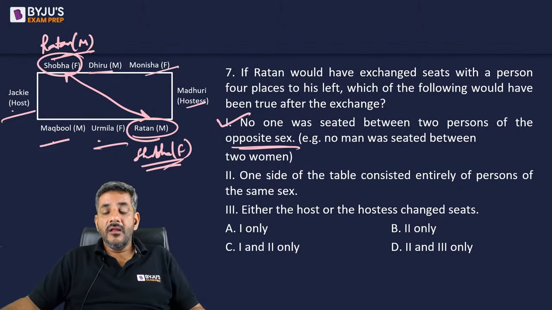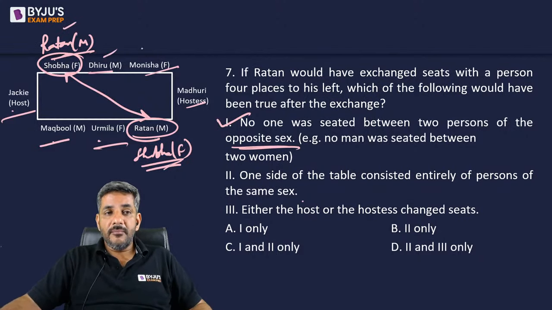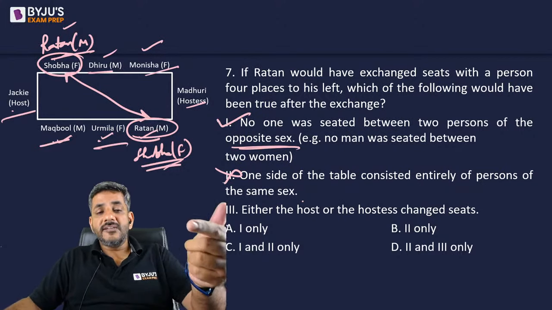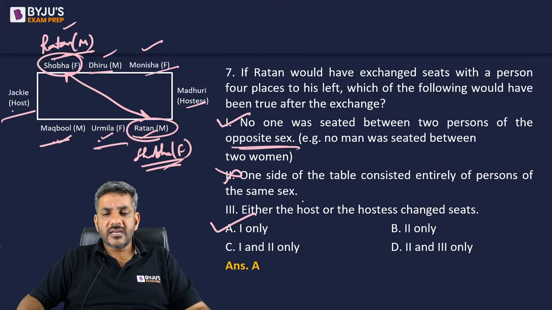Second पे आइए. One side of the table consisted entirely of the persons of the same sex. No, there is no side which has all the people of same sex. I have male, male, female. I have male, female, female. So this is wrong. अगर first correct है, second नहीं, my answer has to be option A. Third को check करने की जरूरत है ही नहीं.